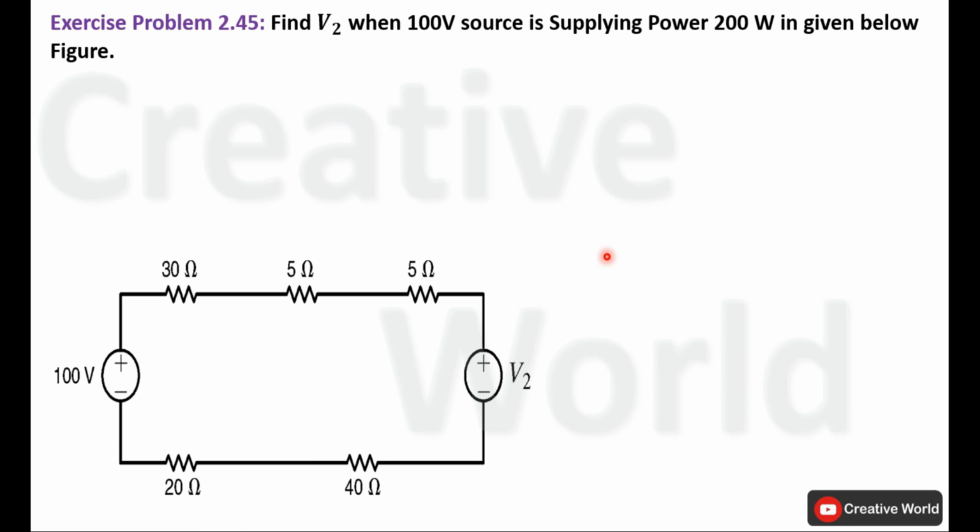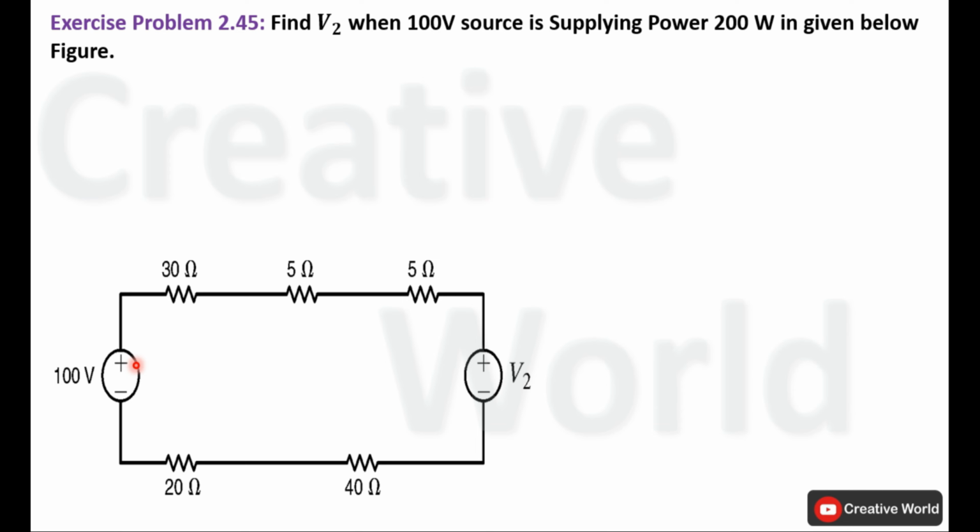Exercise problem number 2.45. Find V2 when the 100 volt source is supplying power 200 watt in the figure given below. This is the circuit diagram of the given problem. We have to find the value of V2 inside this circuit. The information provided in this circuit is that the 100 volt source is supplying power of 200 watt. By using this provided information, we will try to find out the current of this 100 volt source.